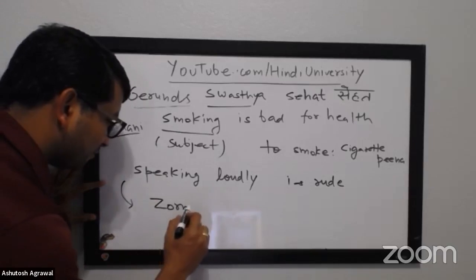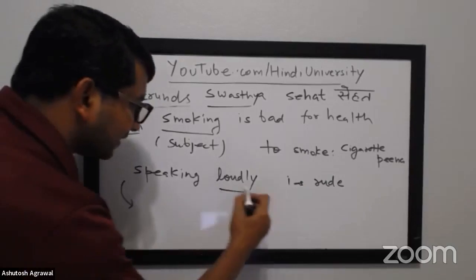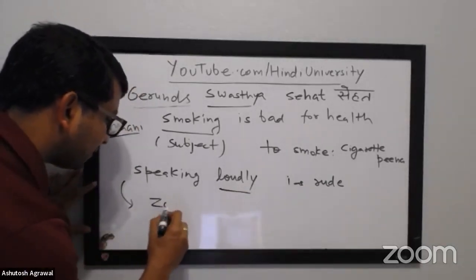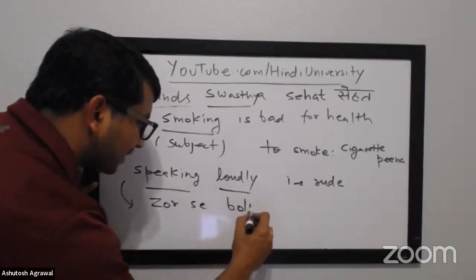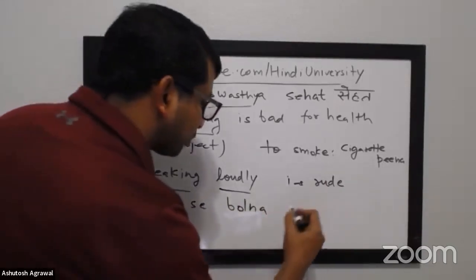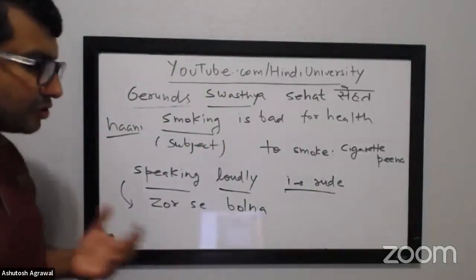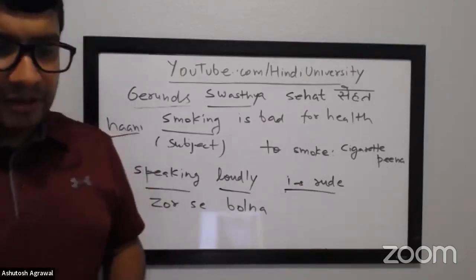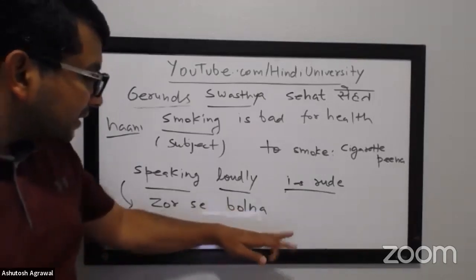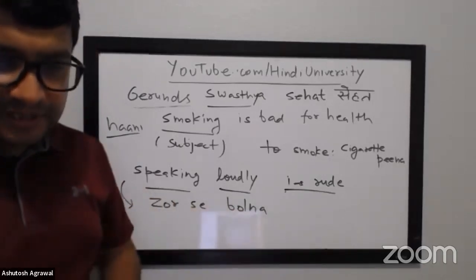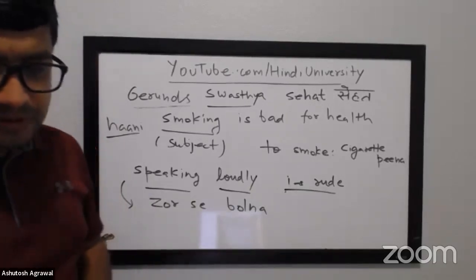Okay, very good. You said zor se, so loudly is zor se, and then speaking, so zor se bolna. I just wrote it simple. You can say whatever you want, zor se bolna rude hai or acha nahi hai, however you want, and that's not the point. The point is that you are using the infinitive form here. Anyone else want to share some examples?